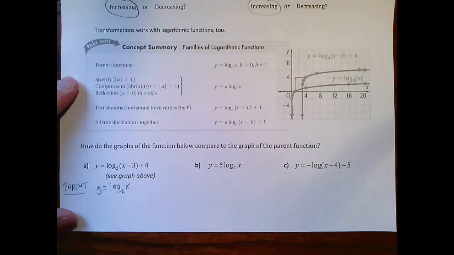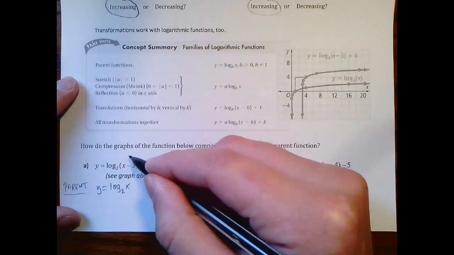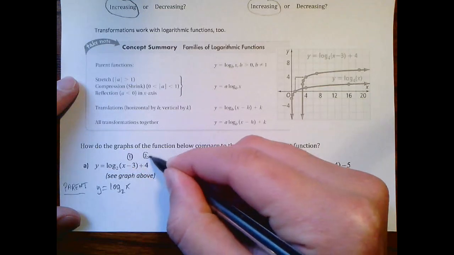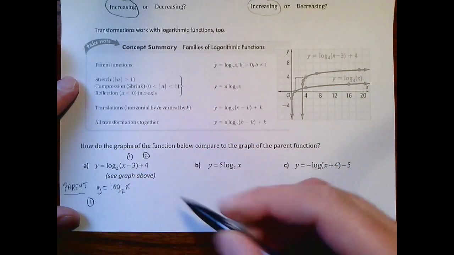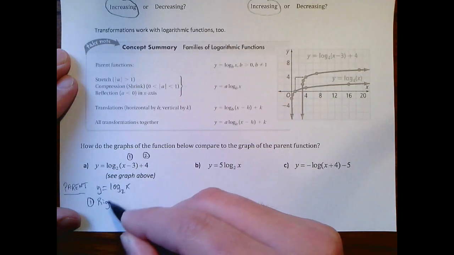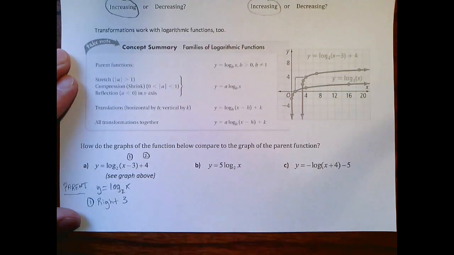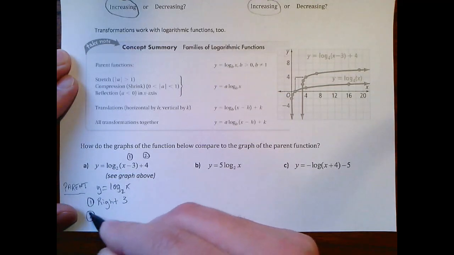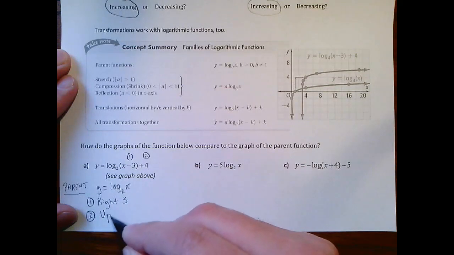All right, guys, let's see what you came up with. So in terms of transformations, I see 2 transformations here. So what will the first transformation do? I see a minus 3 inside the parentheses. So in this case, I could say it is going to shift the graph right by 3 units. How about the second one? I see a plus 4 on the outside. So this graph is going to shift up 4.